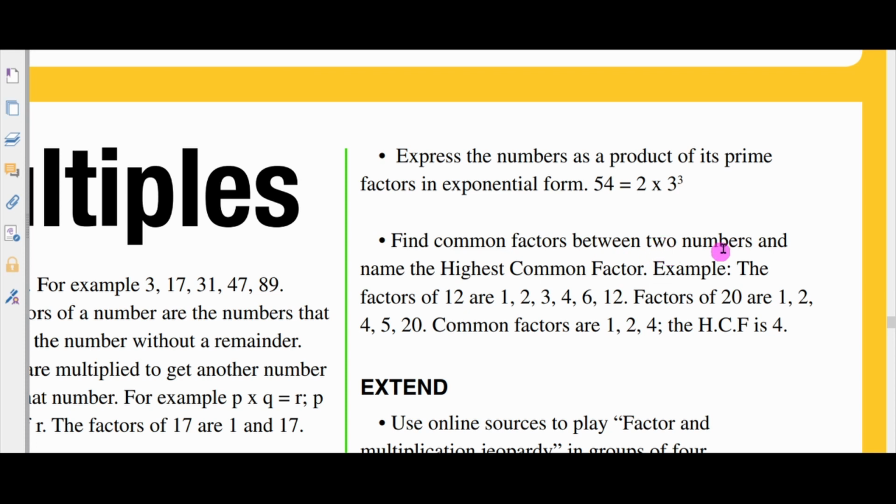Find the common factors between two numbers and name the highest common factor. Example, the factors of 12 are 1, 2, 3, 4, 6, and 12. And the factors of 20 are 1, 2, 4, 5, and 20. The common factors are 1, 2, and 4. Let's go. So for 12, we have 1. For 20, we have 1. For both of them, we have 2. We have 4 for both of them. 5 is not common, 6 is not common, 12 is not common. So the highest common factor, the factor with the greatest value, would be 4.